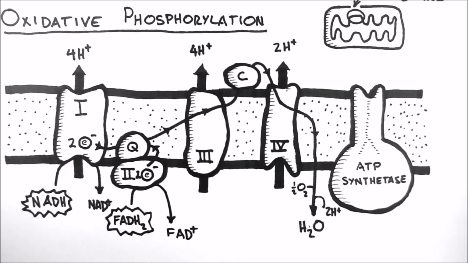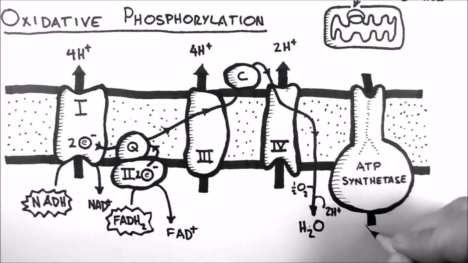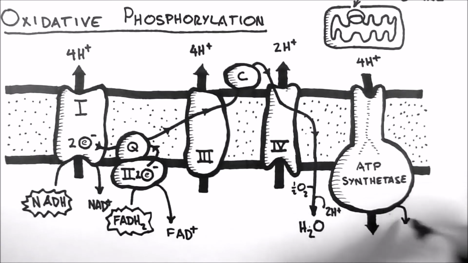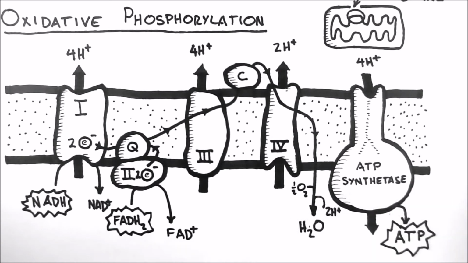Finally, these protons then flow back down their electrochemical gradient through the ATP synthase. For every 4 protons that flow through the ATP synthase, a single ATP is produced. I should just say that different textbooks will quote different numbers here. I've quoted the number from Lehninger's Principles of Biochemistry, 5th edition. So if you do the math, it turns out that one NADH will produce 2.5 ATP, and one FADH2 will produce 1.5 ATP.